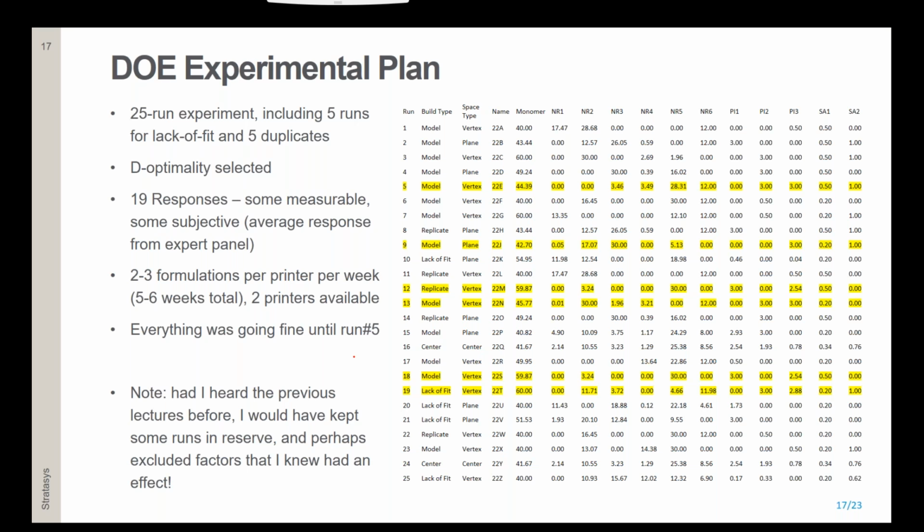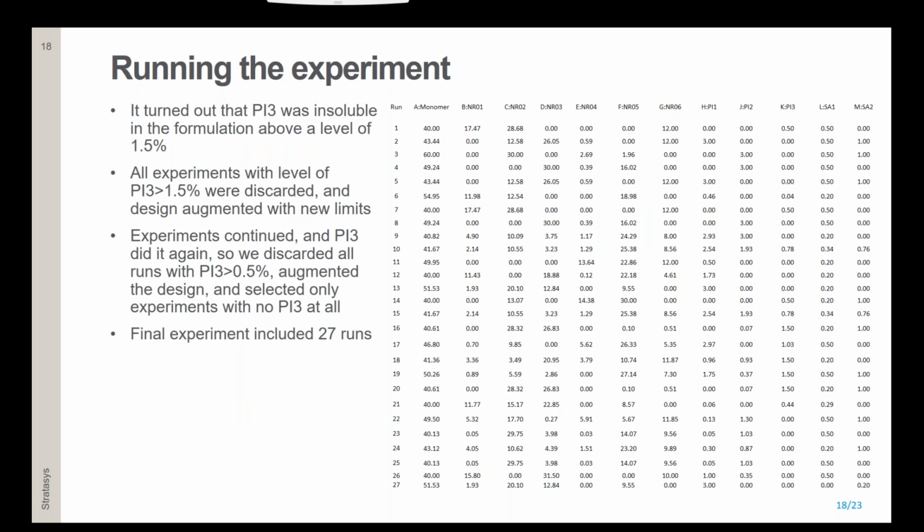Everything was going fine until we got to run number 5. We prepared most of the formulations beforehand, before starting, so the printers wouldn't wait for formulations, just to keep the downtime of the printers to a minimum. So when we got to run number 5, it turned out that PhotoInitiator 3 was partially insoluble in the formulation. So if I learned one thing, it is: make sure that you can make the cake each and every time.